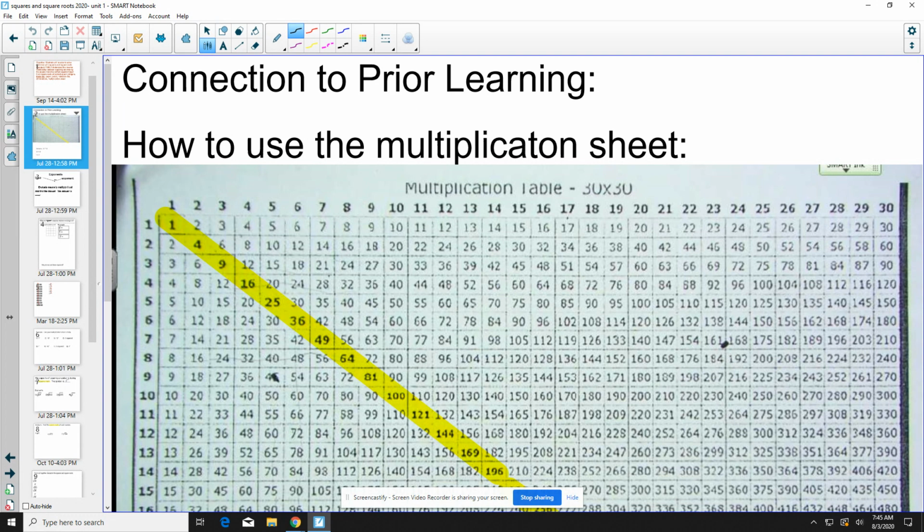If I look at my table, the highlighted numbers are perfect square numbers. So 1 times 1 is 1, 2 times 2 is 4, 3 times 3 is 9, 4 times 4 is 16, 5 times 5 is 25. These are the numbers we're going to look at today to help us.